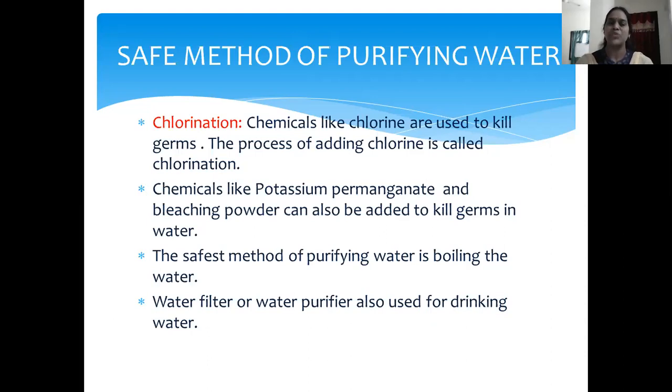The next one, the safest method at home: we will boil the water. When you boil the water for 10 minutes, what happens? The germs will be killed. Yes. What is the next method? We will use a water filter or water purifier. All this we use for drinking water. So these are the safest methods of purifying water.